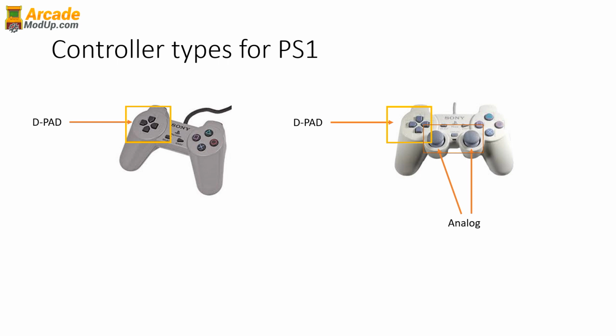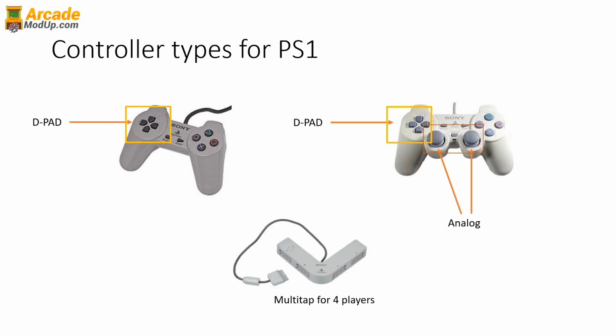In addition to the controller type, they also later added what they called a multitap. Multitap is essentially a way for them to plug four controllers into the PlayStation. So some games support just the D-pad, some games don't support the D-pad but support the analog controls. And then some games support the four players and other games don't. There's a way to toggle this on and off so you can get the games working, which again we'll go through.